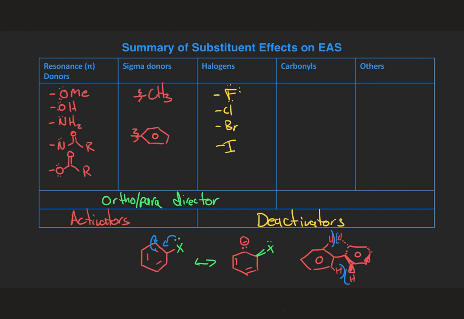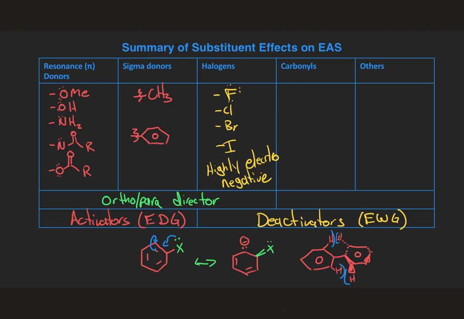Activators we will sometimes call electron donating groups. Deactivators are going to be electron withdrawing groups. So halogens were the exception. They have electrons, which means they can donate electrons through resonance, but they are highly electronegative. And so they inductively withdraw electrons from the aromatic ring, and so they're net electron withdrawing groups.